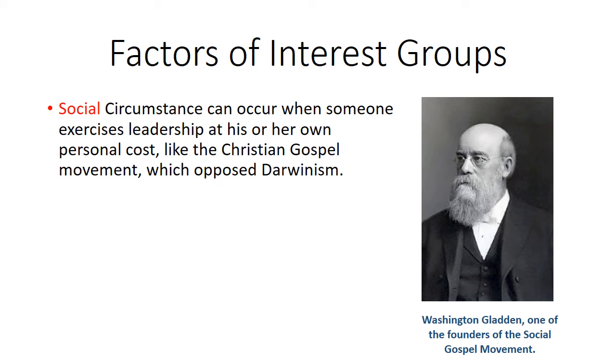Okay, another aspect is social circumstance, and this is generally when someone exercises leadership and generally pays or uses their own personal cost. One example of this was Washington Gladden, pictured here on the right, who opposed Darwinism and actually championed the Christian gospel movement, which tried to eradicate the concept of evolution.